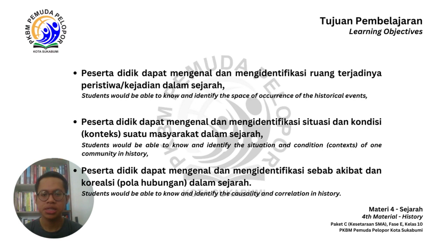Okay, everyone, this is the learning objective. We really hope that all of you will be able to know and identify the space of occurrence of the historical event. The second one, all of you will be able to know and identify the situation and condition or context of the community in history. And the last one, all of you will be able to know and identify the causality and correlation in history.